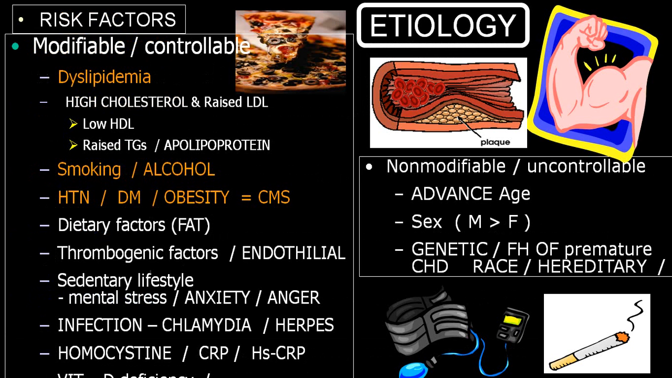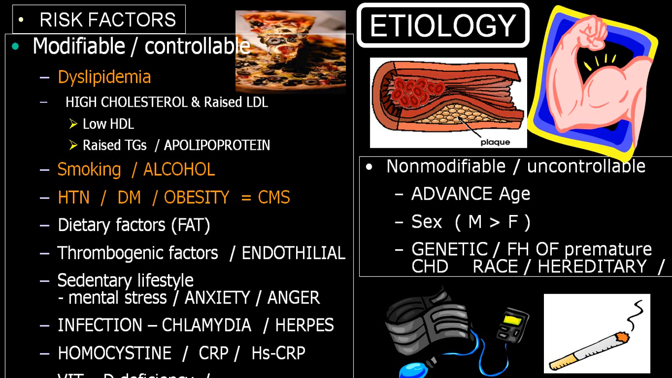We know the commonest etiology for atherosclerosis. We can divide it into two big groups: modifiable, or another word, controllable, and second, non-modifiable, or uncontrollable. In the non-modifiable group: advanced age, males are more prone as compared to females, genetic history, family history of premature coronary heart disease, certain race population, or we use the word hereditary.